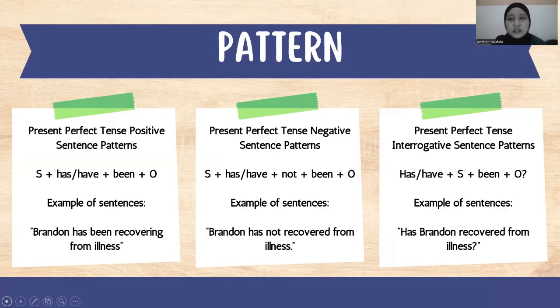And for the interrogative sentence, the pattern is has or have plus subject plus been plus object. For the example, has Brandon recovered from illness?